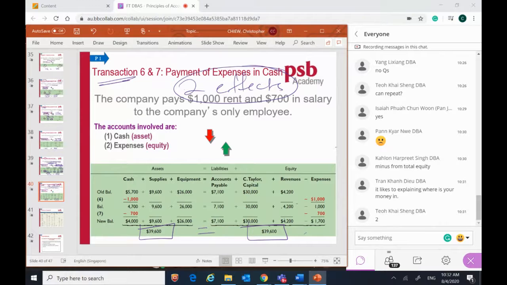Now, this is just an example, an illustration that I'm trying to show you. Okay, so I'm going to show you that your accounting equation, no matter what happens, will always remain equal. Okay? It will always balance. This is what accounting is all about. So far, so good.